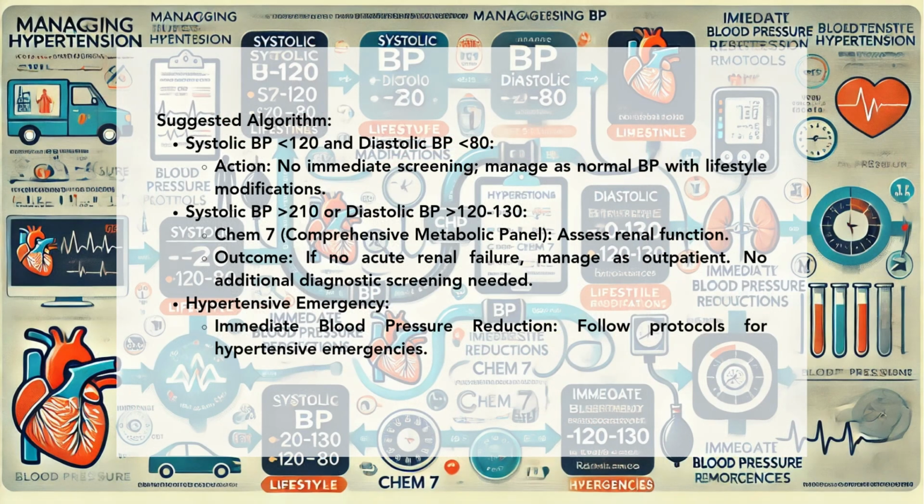Suggested algorithm: systolic BP less than 120 and diastolic BP less than 80, action: no immediate screening, manage as normal BP with lifestyle modifications. Systolic BP more than 210 or diastolic BP more than 120 to 130: Chem 7, comprehensive metabolic panel to assess renal function. Outcome: if no acute renal failure, manage as outpatient.